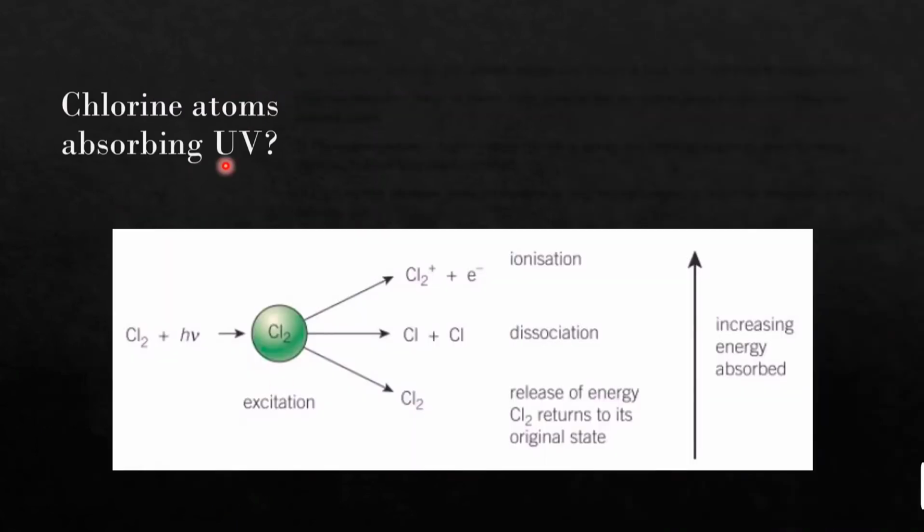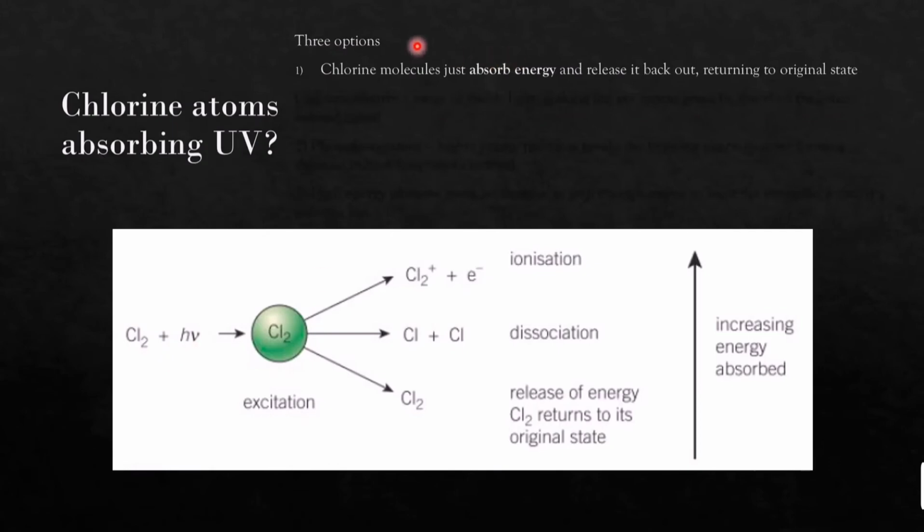So what happens when chlorine molecules absorb UV? There are three possible options when a chlorine molecule absorbs UV radiation. First, the chlorine molecule just absorbs the energy and releases it back out, returning to its original state. You can see here the chlorine molecule absorbs this UV, the electrons are excited, but it just releases the energy and returns to its original state. This happens when a lower energy UV is absorbed.